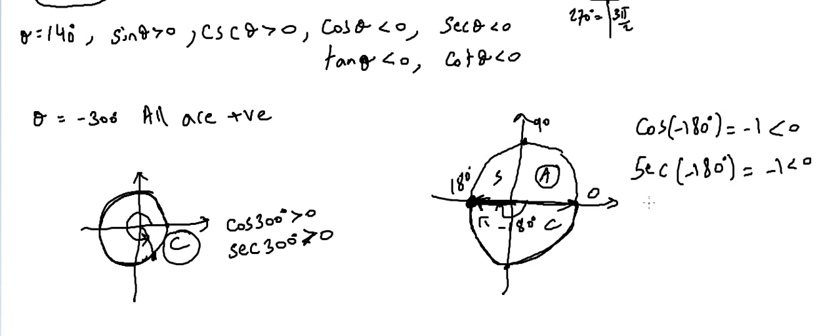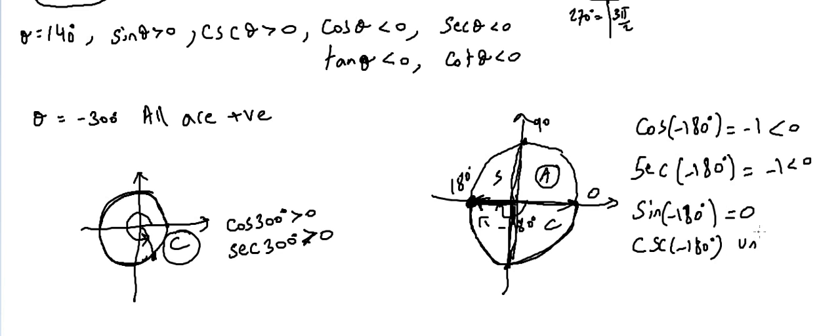What happened to the other values? Sine of negative 180 degrees. Sine is found on the y-axis, or anywhere parallel to the y-axis. This means the sine of negative 180 is equal to 0, and that means the cosecant of negative 180 degrees is undefined. Why is it undefined? Because it's 1 over sine, and the sine is 0.